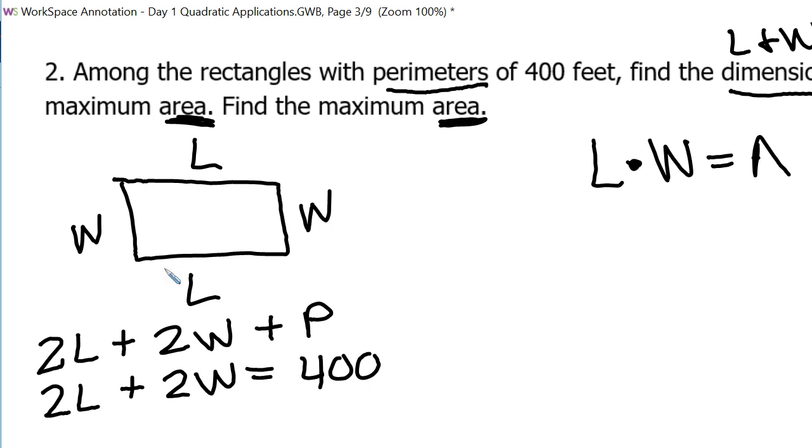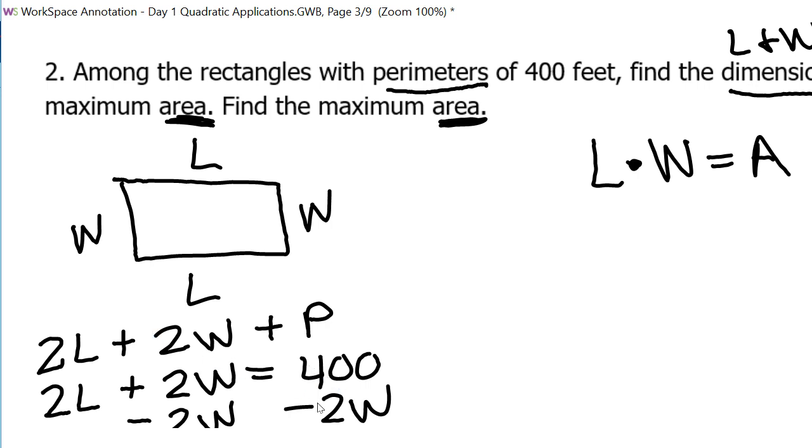And what would be the first step to get the L by itself? Subtract 2W from both sides. So 2L equals negative 2W plus 400. And the last step to get L by itself: divide by 2. So everything gets divided by 2. And that gives us the length is equal to negative W plus 200.